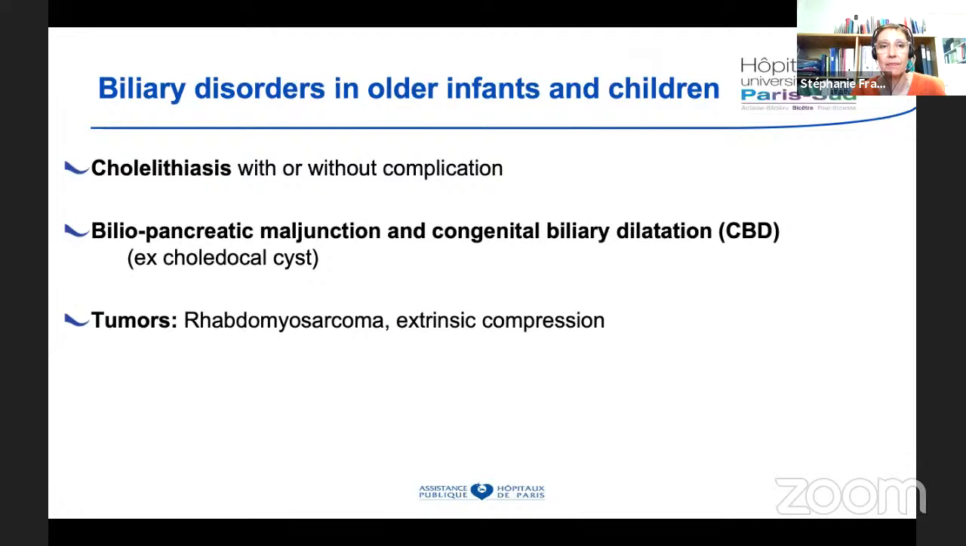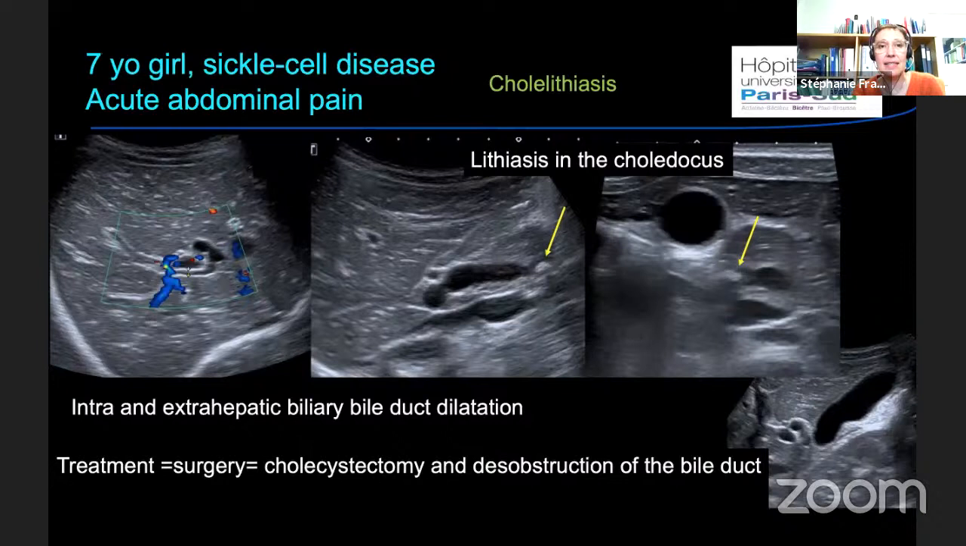So let's move now on to biliary disorders in older infants and children. We will see cholelithiasis, biliopancreatic maljunctions, and a few examples of tumors. Here is the easy, very classical case: sickle cell disease in a 7-year-old girl with acute abdominal pain. You see the bile duct dilatation and the lithiasis here in the extrahepatic bile duct. So it's a cholelithiasis. She would be treated by surgery.